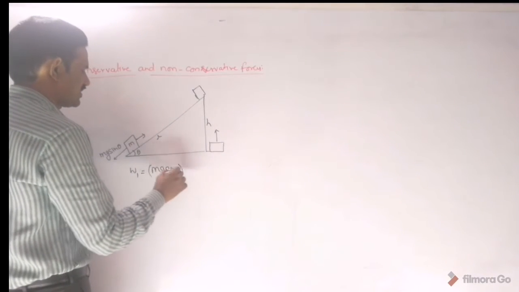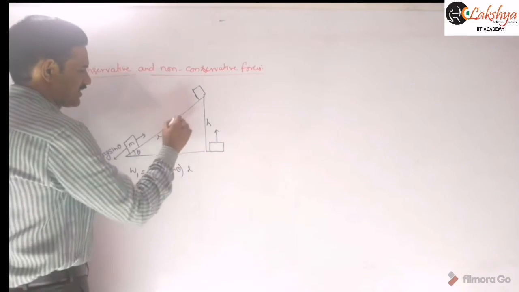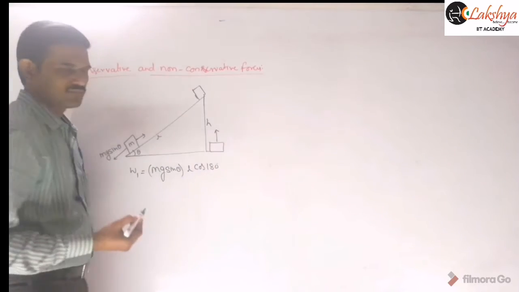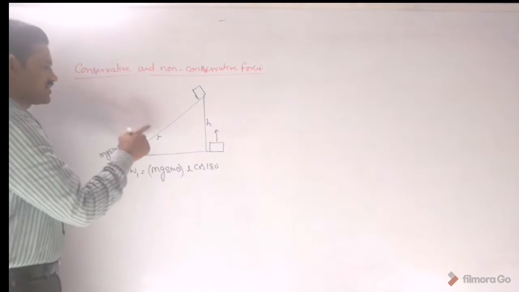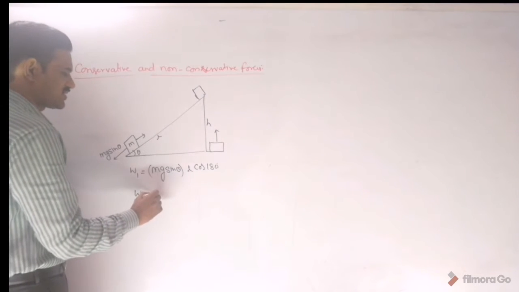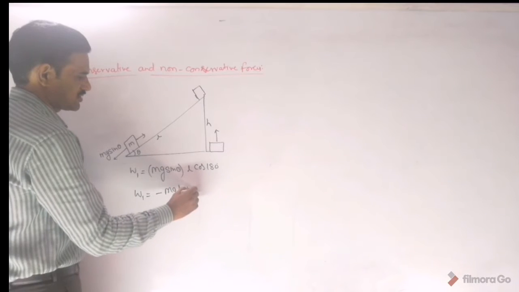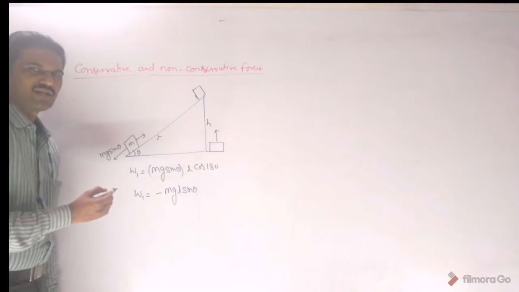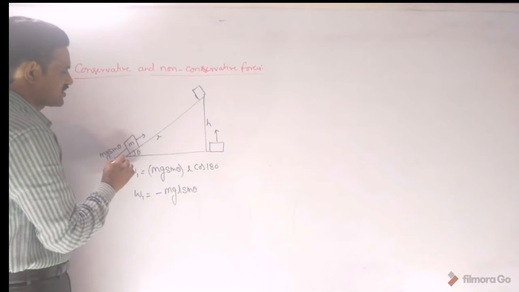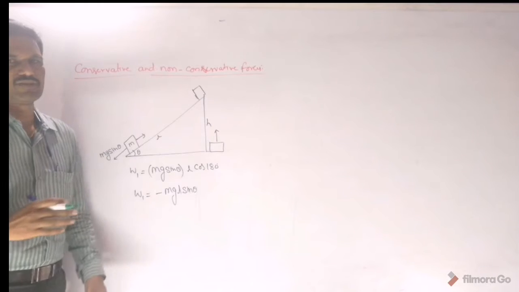So this is mg sin theta into L, the displacement, and cos 180. Is it clear? Because mg sin theta and L are opposite each other, W1 is equal to minus mgL sin theta. That is the work done in placing this block from the bottom of the inclined plane to the top of the inclined plane along this inclined plane.